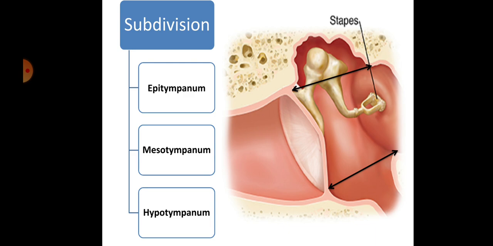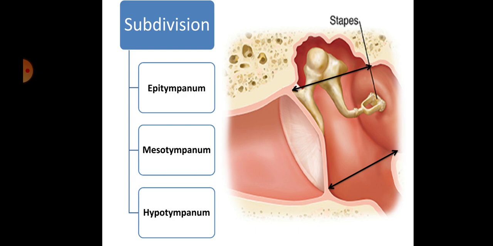Next, this tympanic cavity, or middle ear, is divided into three parts: epitympanum, mesotympanum and hypotympanum. This division is made on the basis of the tympanic membrane. The area above the tympanic membrane is called the epitympanum, the area below the tympanic membrane is called the hypotympanum, and the area in front of the tympanic membrane is called the mesotympanum.